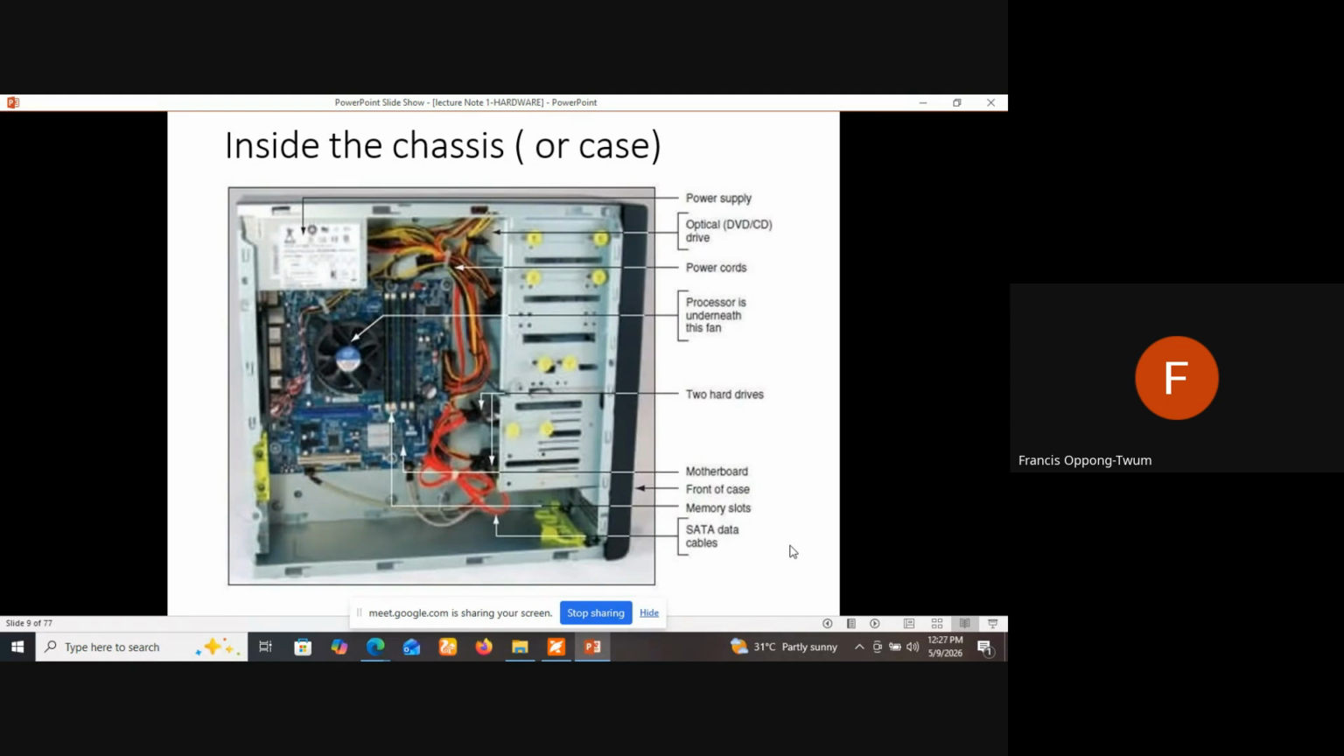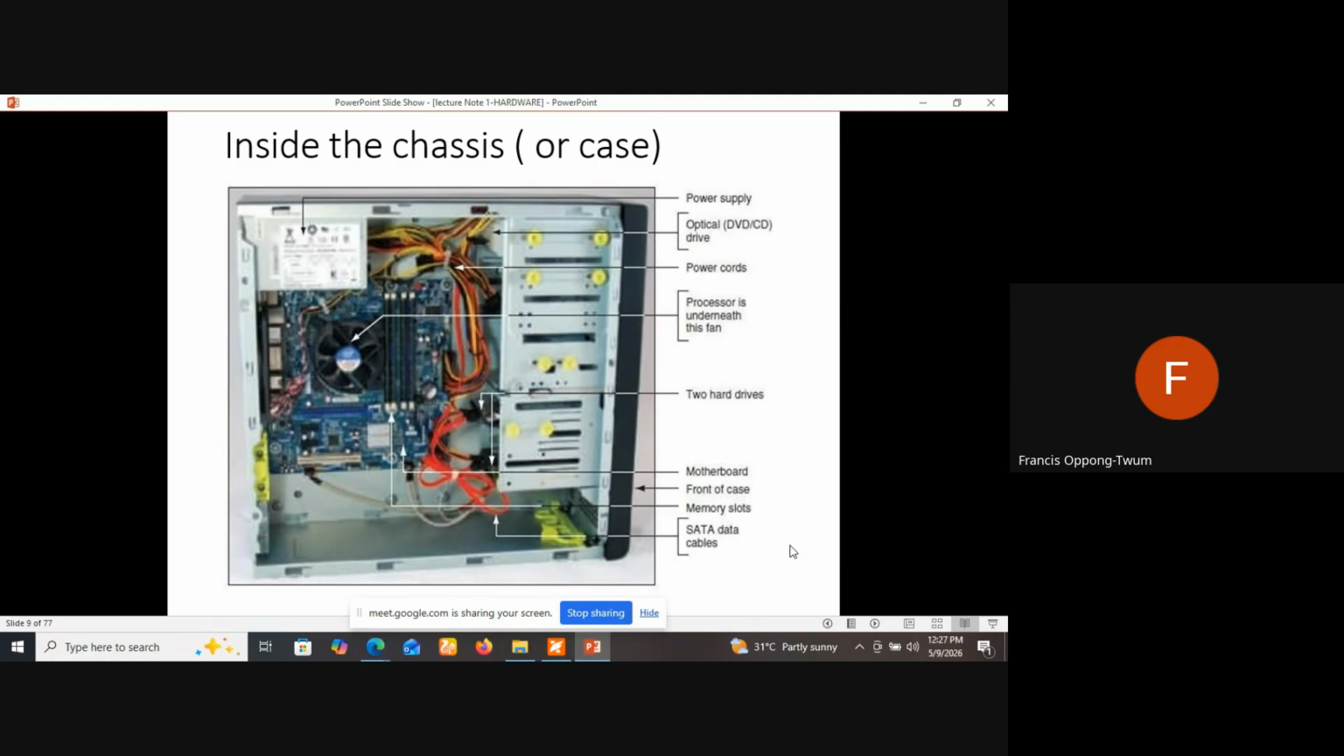Then this is another image, also indicating the various components in the system unit. Here too, you see that we've labeled the power supply. This one is also showing you the optical disk drive. It's also showing you the power cords. You can also see the processor. You can see the processor beneath the fan.